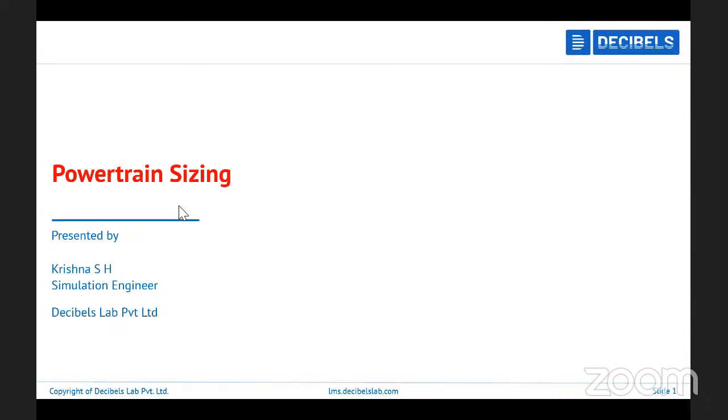Myself, Krishna. I will be presenting on powertrain sizing. We'll try to introduce it in terms of the theoretical aspects. Then after studying some theoretical aspects, we'll directly jump into the Excel sheet, where we'll be doing some hand calculations.